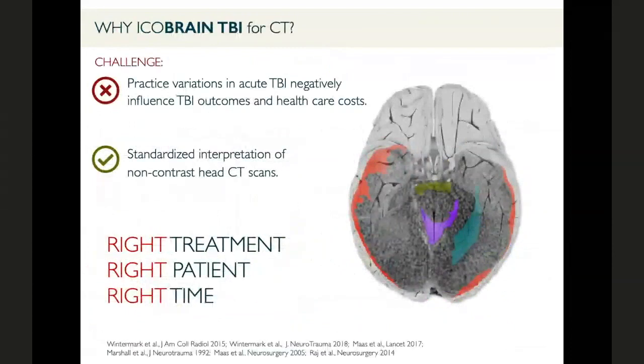Last but definitely not least is our icobrain TBI report for CT and MRI. And with our CT report, we really focus on brain trauma in an acute setting. The challenge here is really the practice variations in acute TBI, which negatively influence outcomes and also healthcare costs. So with our reporting, we provide a standardized interpretation of non-contrast head CT scans. Again, to ensure that the right patient gets the right treatment at the right time.